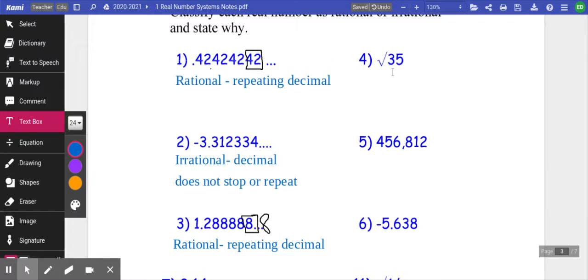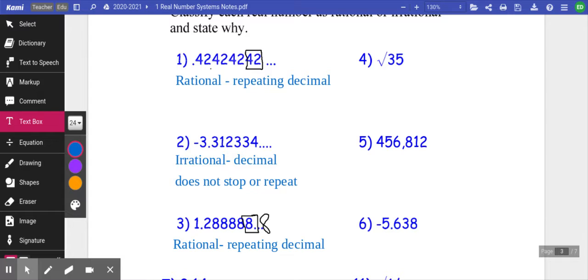Okay, back up to number 4 here. I have the square root of 35. The way I always like to do this is to take this square root of 35 and type it in my calculator. I'm going to do second x squared and type in 35. And I get 5.91607 and so on. Although it looks like it stops, it's only because your calculator doesn't have the capability to show you more than 10 digits.